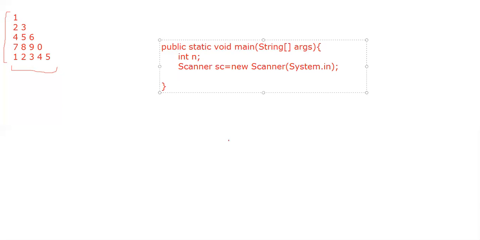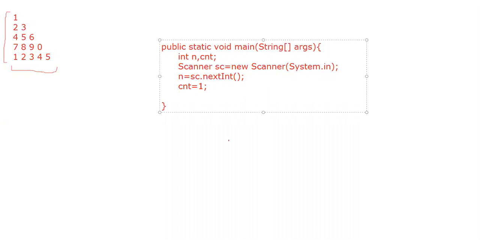Now we have to take an input. So n equal to sc.nextInt(). This n will specify the number of rows, and according to the number of rows we will determine the number of columns. Here in the example you can see that there are 5 rows, 1, 2, 3, 4, 5, and since there are 5 rows, the maximum number of columns is also 5. So you can easily understand that from the number of rows we can get the number of columns. Now we will have a variable called count, and we will initialize it to 1. So let us declare that variable.